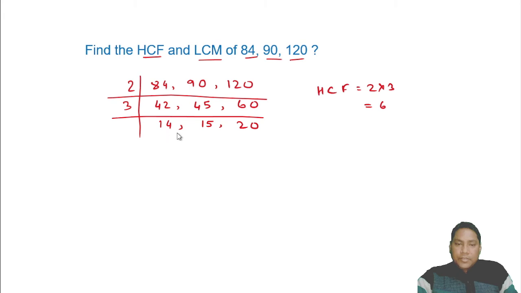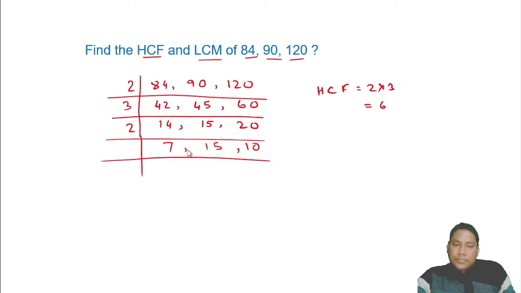Now to take out the LCM, we will continue the division. It will be divided by 2, 14 and 20. The numbers will become 7, 15 and 10.